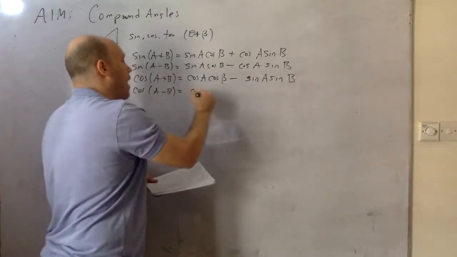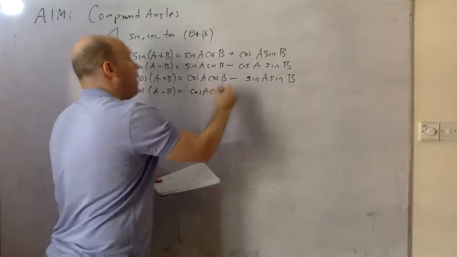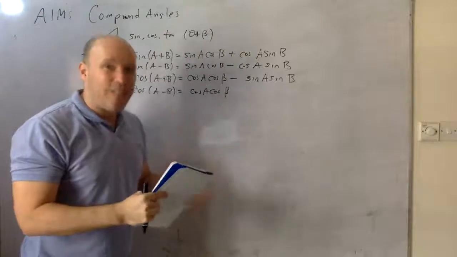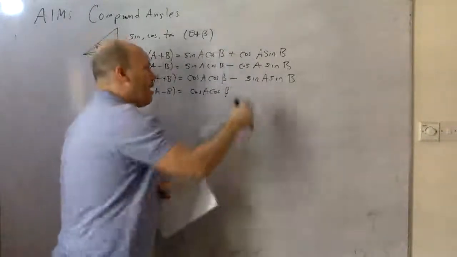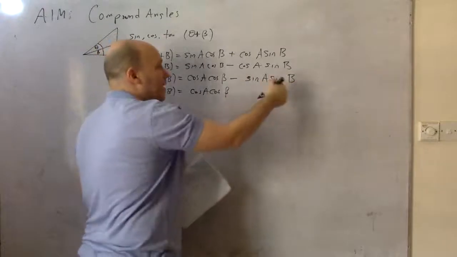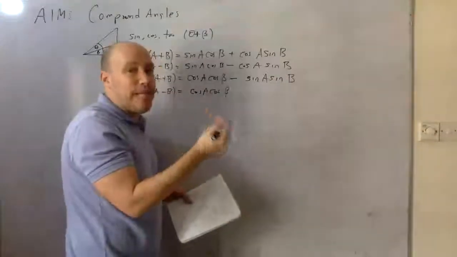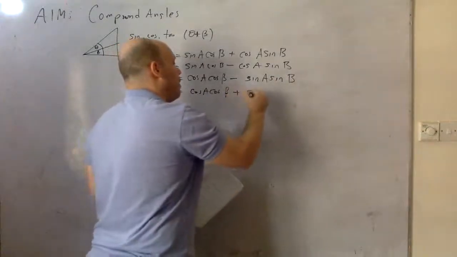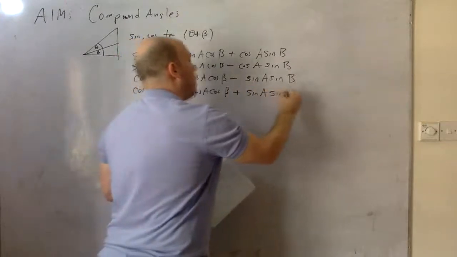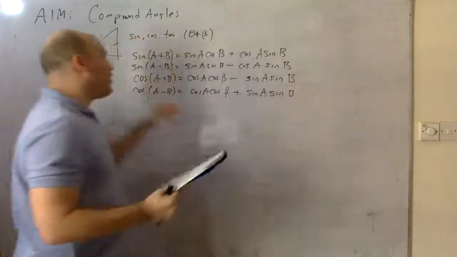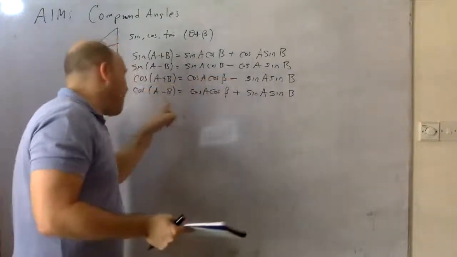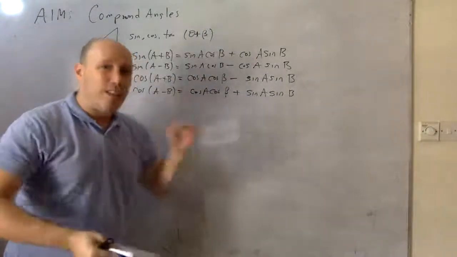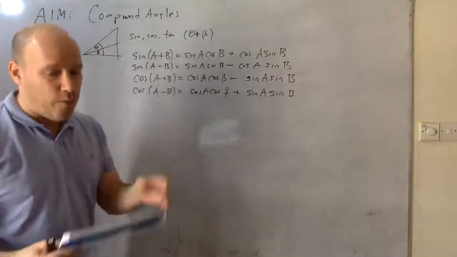So we have cosine A, cosine B, because cosine is an even function, so the cosine of negative B is equal to the cosine of B. And the sine of negative B would be negative, so we have plus sine of A, sine of B. It's a little tricky, it's a little weird. This is a plus, that's a minus, this is a minus, plus. Once again, just look at the formula.